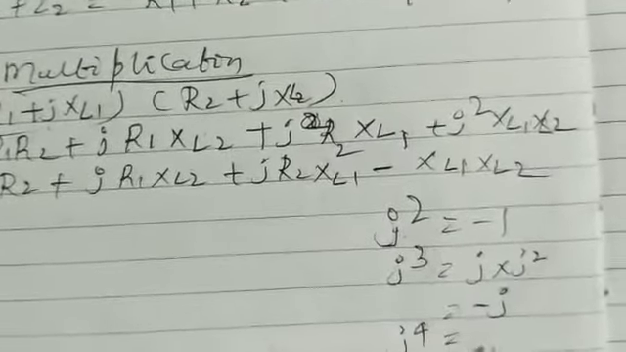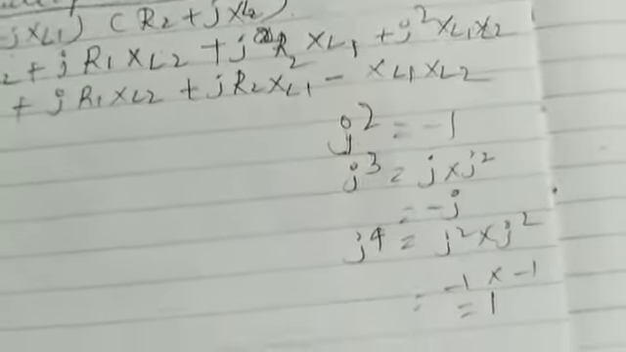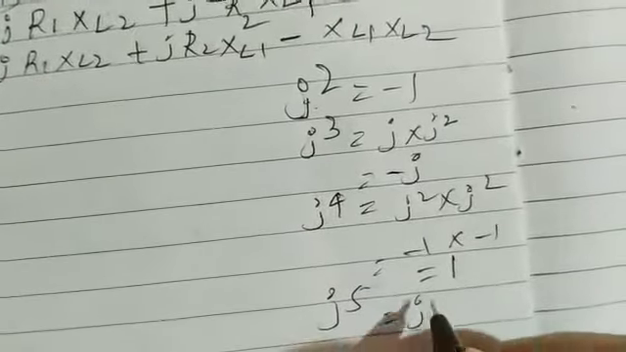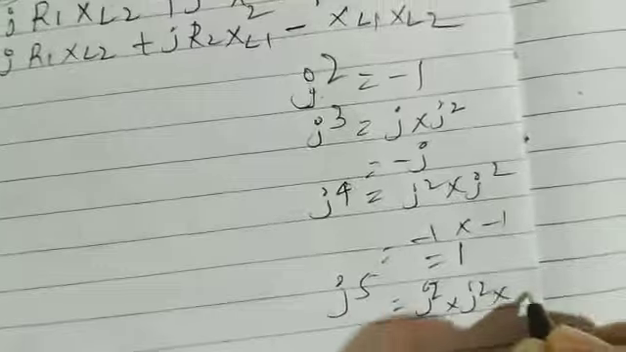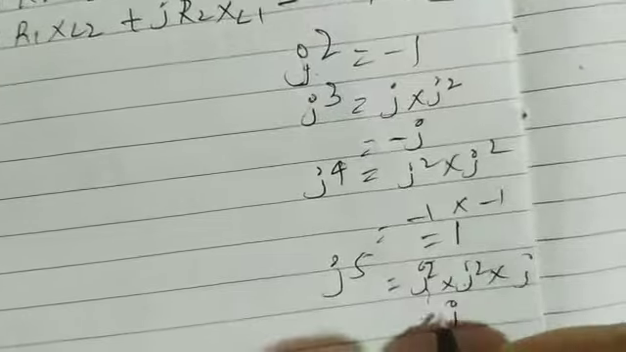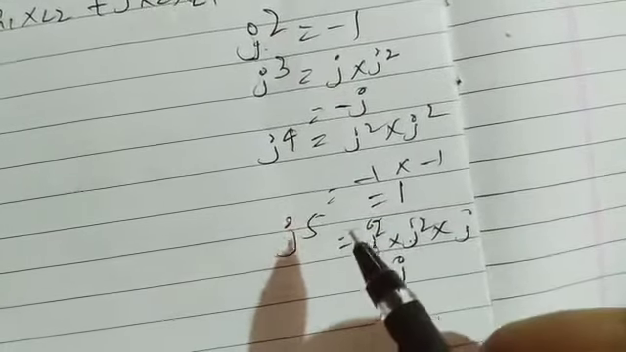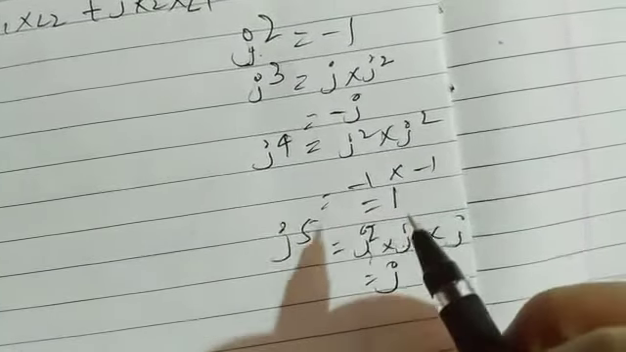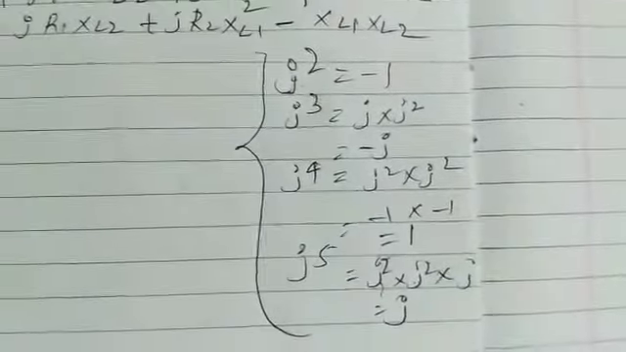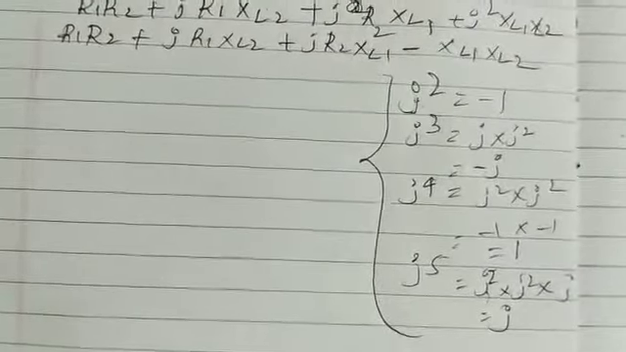Similarly j raised to 4, you can write as j square into j square, minus 1 into minus 1 becomes plus 1. Similarly j raised to 5 is j square into j square into j, so minus 1 into minus 1 is plus 1, into j, so this becomes plus j. Here j square is minus 1 throughout. You have to remember all these basics to solve AC circuit problems when the impedance is given.